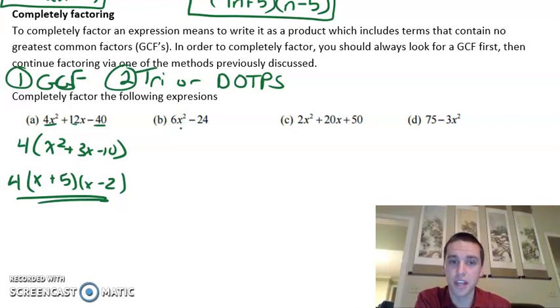For B, you will see it's only 2 terms. Always look for a GCF first. 6, x squared minus 4. And then you're going to get 6 times x squared minus 4, 2 terms, difference of two perfect squares: x plus 2, x minus 2.